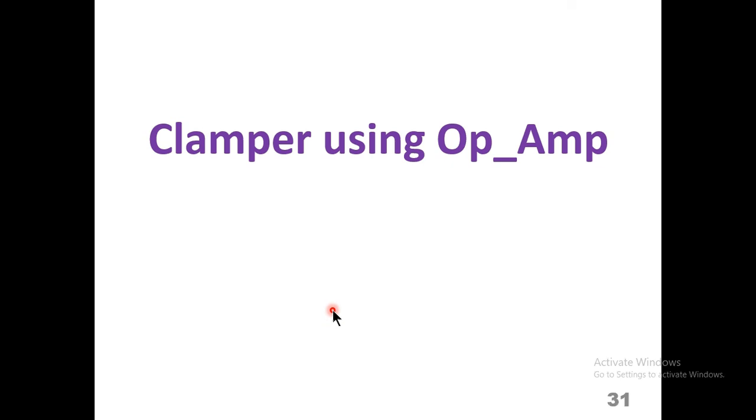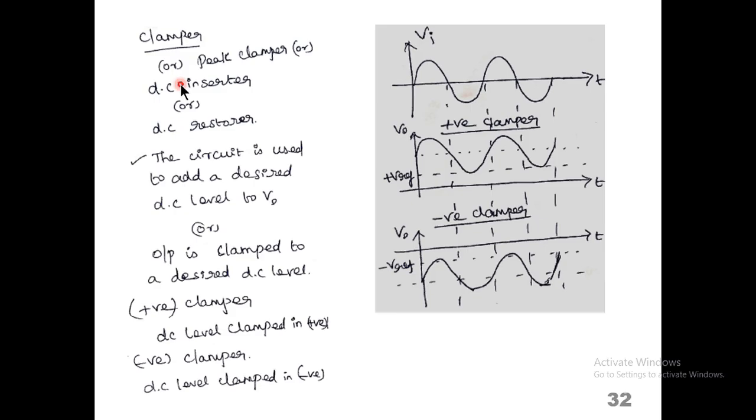So, clampers. Here the clamper is otherwise called a peak clamper, DC inserter, or DC restorer. The circuit is used to add a desired DC level to the output voltage. Here the output is clamped to the desired DC level. If it is a negative clamper, the DC level is clamped in the negative portion, and if it is a positive clamper, the DC level will be clamped in the positive portion. Here this is the input, this is for the positive clamper, and this is for the negative clamper.